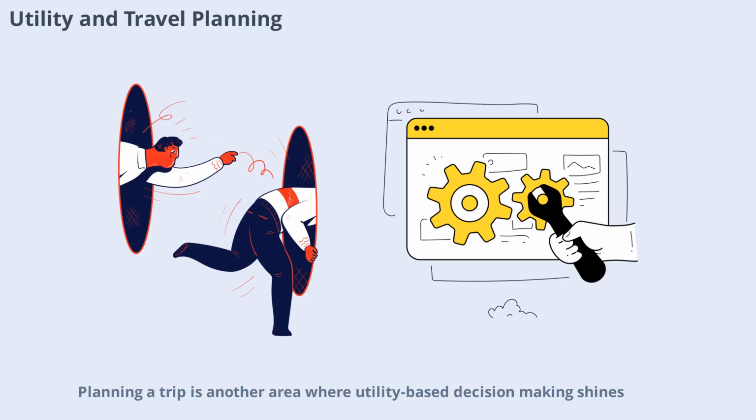Planning a trip is another area where utility-based decision-making shines. You might weigh the utility of different destinations, travel dates, and activities based on your preferences and budget. By assigning utility values to each option, you can design a trip that maximizes enjoyment and minimizes stress.